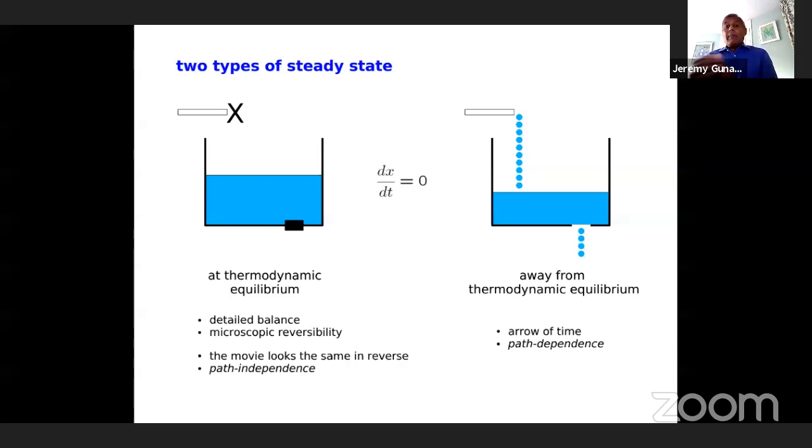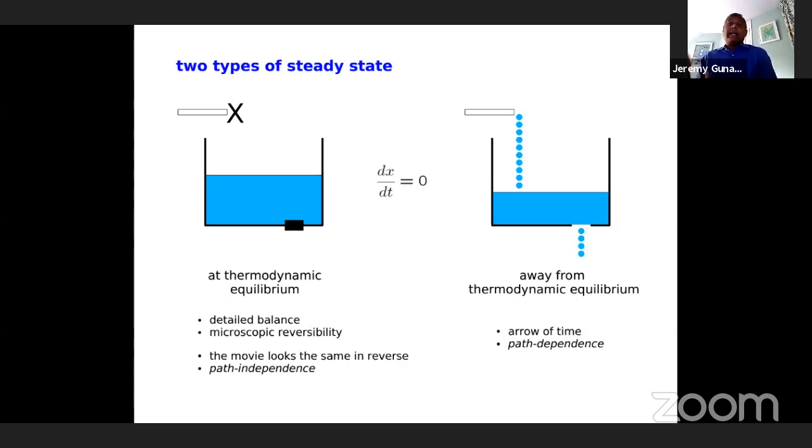The illustration on the left is a system at thermodynamic equilibrium, and the illustration on the right is a system away from thermodynamic equilibrium. And at thermodynamic equilibrium, amazing things happen, and they are listed there. They're known under different names: detailed balance, microscopic reversibility. A more familiar way to say it is that if we were to take a movie of the microscopic dynamics of the molecules, we couldn't tell if the movie was going forwards or backwards. There's no sense of time. Whereas away from equilibrium, there is an arrow of time.